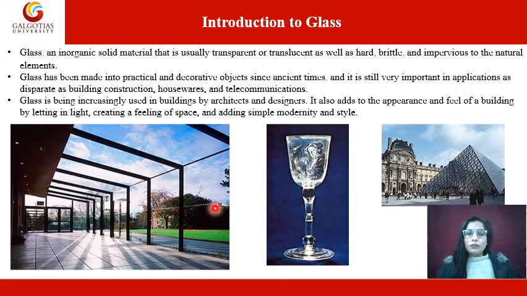Many people think glass is just glass, but there are actually a huge number of different ways glass can be made and used for various applications. It can be used for decorative purposes, for crockery, and in many ways in construction of buildings, like houseware and telecommunication. Basically, glass is being increasingly used in buildings by architects and designers. It also adds to the appearance and feel of a building by letting in light, creating a feeling of space and adding simple modernity and style.